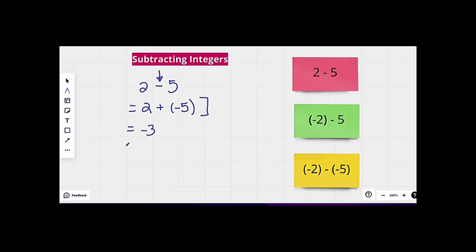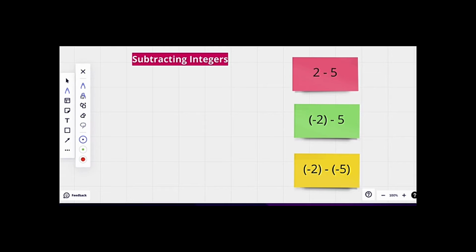Okay, so that may have been a little bit too much and too confusing, but we've got enough examples to go. So we're going to do another 2 here. Let's go to the next one. So let's remove what we've done so far. And let's move on to the second example that we've got here, which is negative 2 minus 5. So again, let's rewrite it. I always like to rewrite our questions. So we've got negative 2 minus 5.